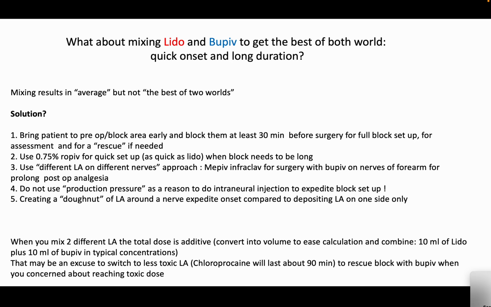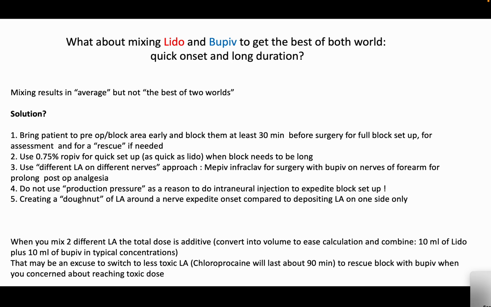Now, a common question from junior people: when you mix two different local anesthetics, you have to remember that total dose is additive, so you have to convert to volume, and that will ease your calculation. So for example, you're going to use 10 ml of lidocaine plus 10 ml of bupivacaine in typical concentration if you decided to mix it. As I said, there's really no reason to do it.